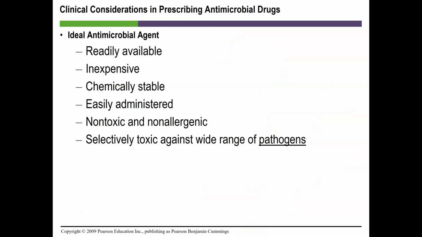Okay, so when we're thinking about prescribing an antimicrobial drug for an infection, there are a few characteristics that make an antimicrobial ideal. First, it's readily available. You have to be able to get it, and just the fact that it exists but you can't get it isn't going to be helpful. We don't want it to cost too much, right? We want it to be inexpensive, and we want it to be stable. If it's not stable, that's not helpful, because it's going to break down before you can administer it. You want it to be easily administered, and we'll talk about the different modes of administration, and non-toxic and non-allergenic.